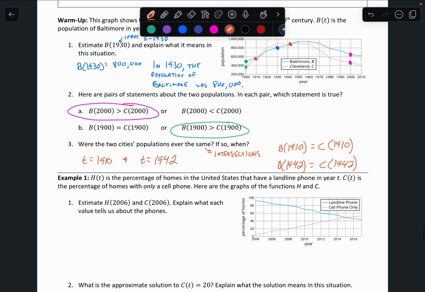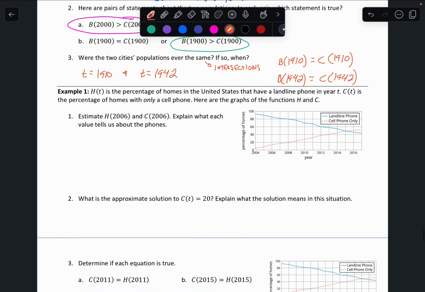In example 1, dealing with a different function here, H of T is the percentage of homes in the United States that have a landline phone, blast from the past, landline phone. C of T is the percentage of homes with only a cell phone, so no landline, just a cell phone. So here are the graphs of those two functions. This solid blue, that's our landline, that's H of T, and our dotted red, that's our C of T, that's our cell phones. The first one is asking us to estimate both H of 2006 and C of 2006, and then explain what those are telling us.